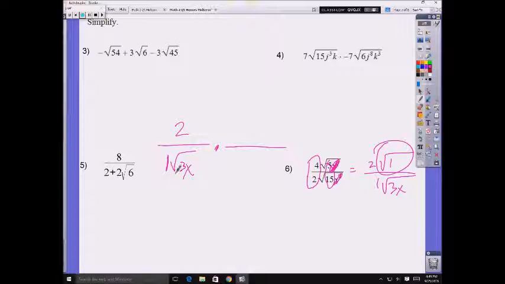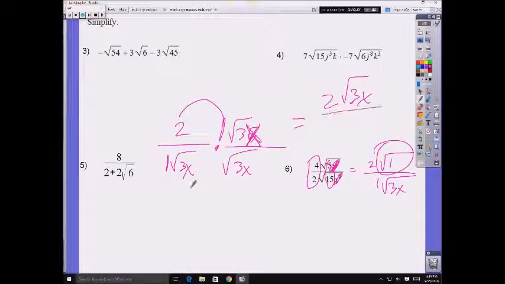I'm going to times it by itself. I'm going to times by square root 3x, times the top by square root 3x. Okay, now the top, the 2 times the 1 leaves me 2 square roots 3x. On the bottom, the 1 times the 1 is just the 1, and the 3x times the 3x creates 3x squared. And the square root is going to kill the square. So on top I got 2 square roots of 3x. On the bottom you have 3x.